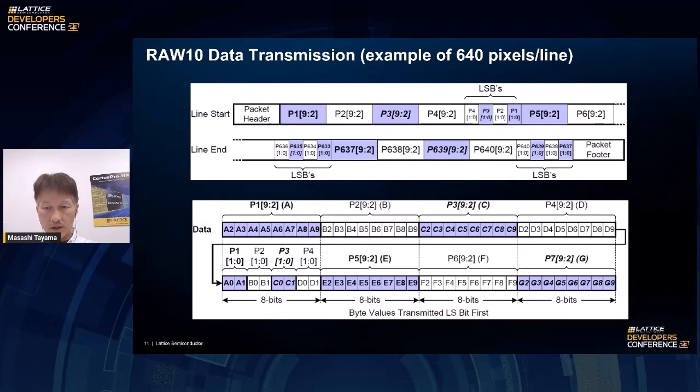Actually, this gives us a restriction on the horizontal pixel count. In case of RAW10, the horizontal pixel count must always be a multiple of 4. Otherwise, we cannot transmit all 10 bits of the image data properly. This is the way to send RAW10 data, converting pixel domain to byte domain. Of course, we have a different way for other pixel formats.